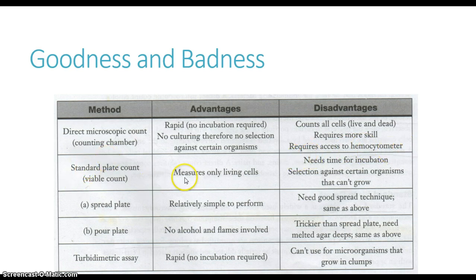Standard plate count measures only living cells, which is good, because those are the effective ones that are going to be doing things. But it needs time for incubation, and it selects against certain organisms that can't grow. So what if you have a plate that doesn't grow a certain organism? You can't measure its cell count, because it won't produce a colony. But that's just a general thing.